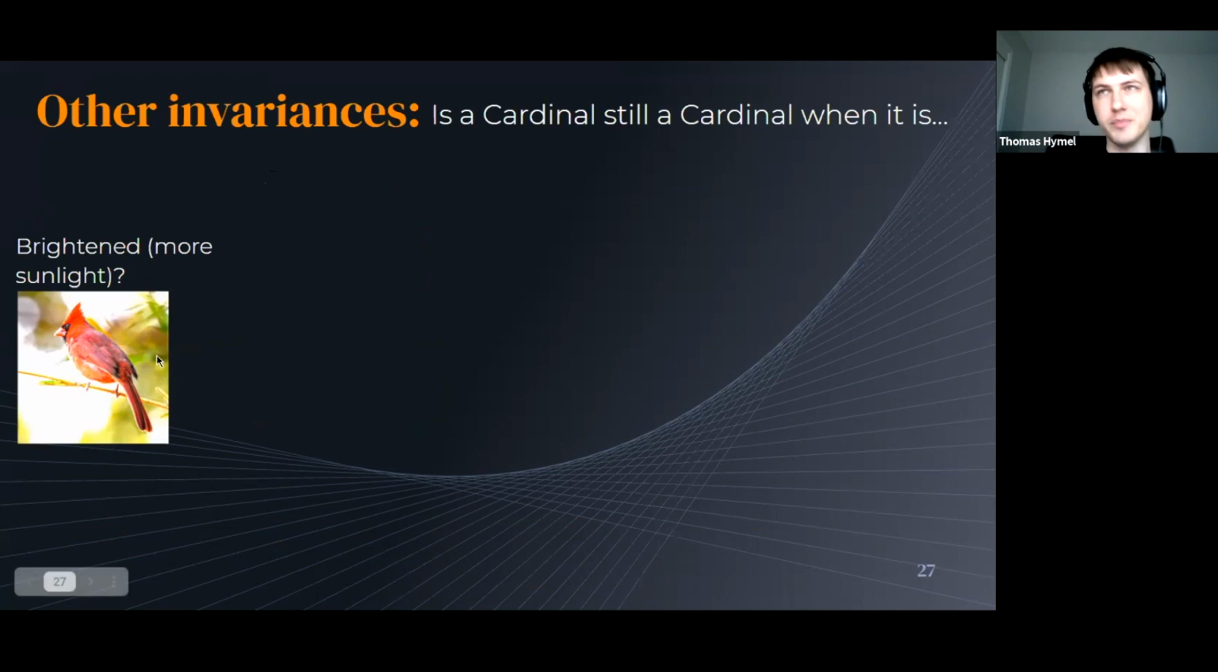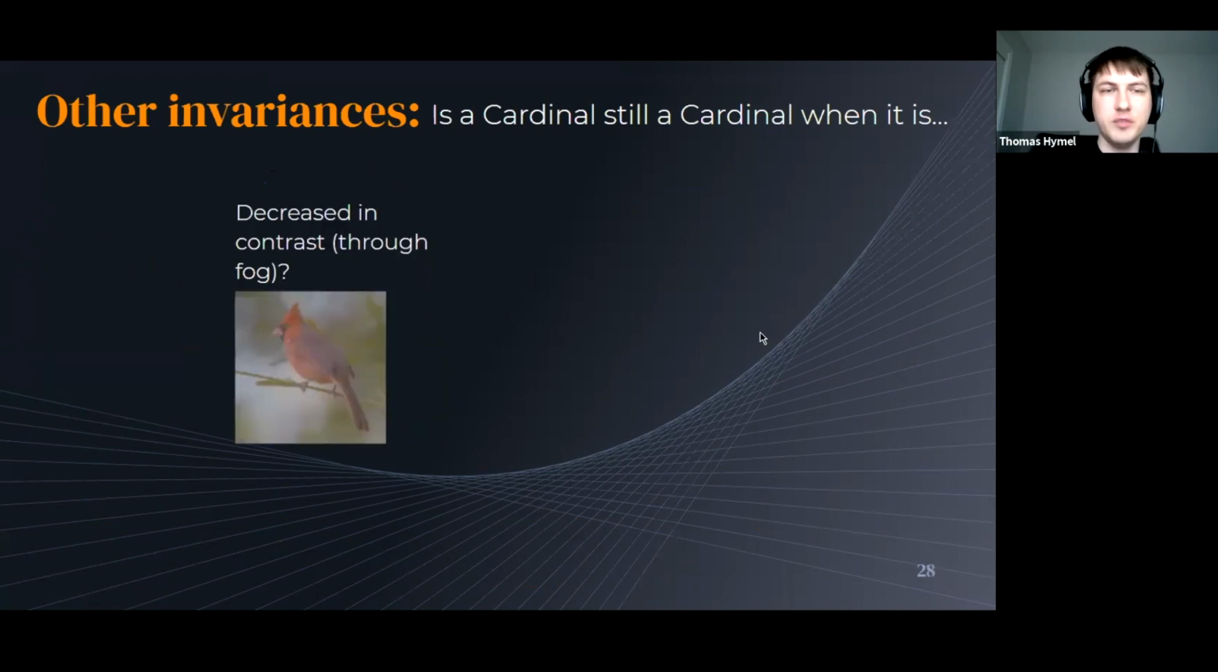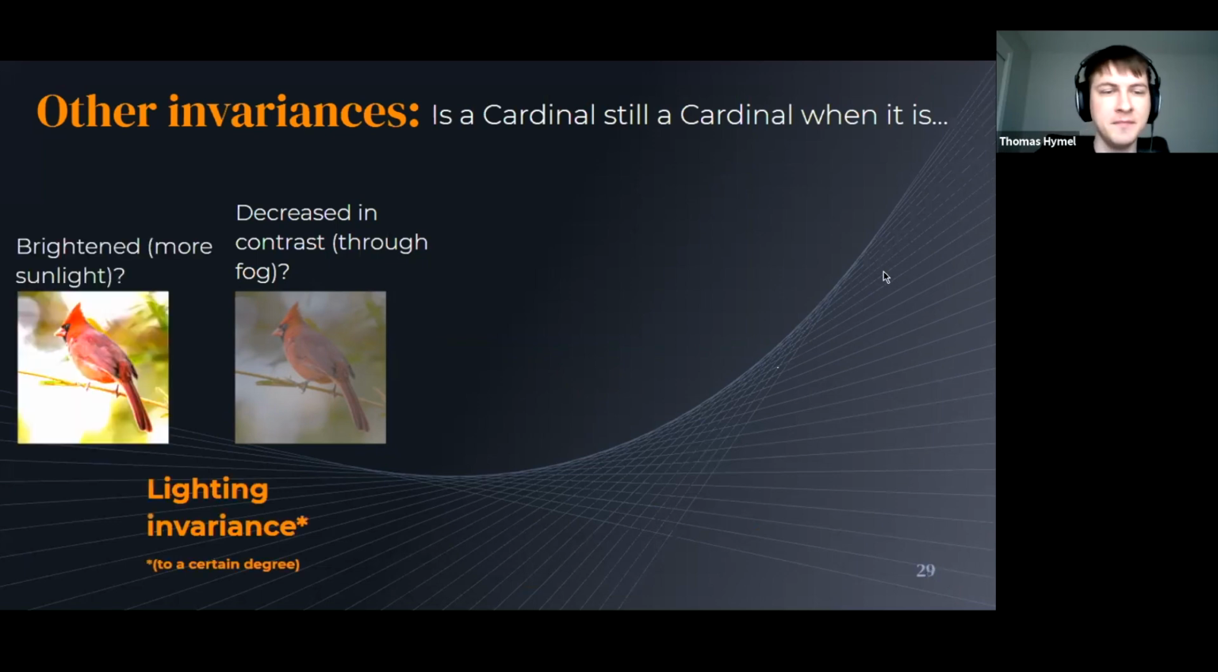What if you brightened your picture, maybe to simulate there's more sunlight, it's a sunnier day? Is a cardinal still a cardinal then? Okay, get a lot of yeses, and it depends. What about you decrease the contrast of the image, and perhaps this represents like taking a picture of a bird through fog? Okay, a bunch of depends as well, and then yeses. So good. So this, again, to a certain degree, you can change the lighting and it will be still a cardinal. So I call this lighting invariance.